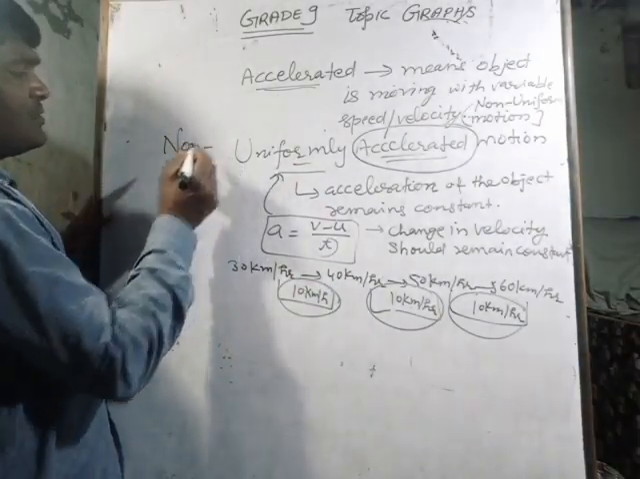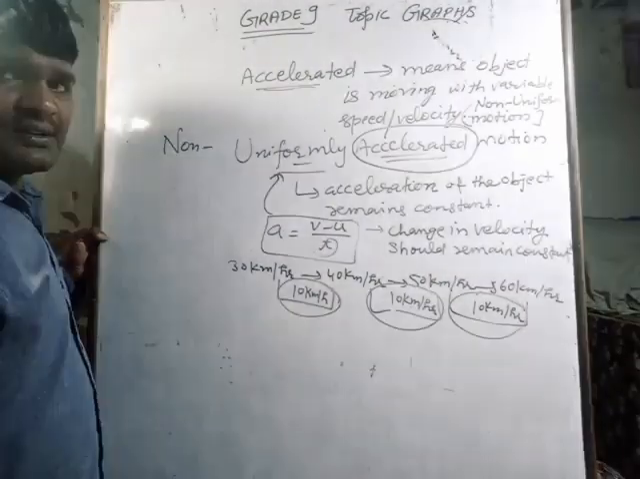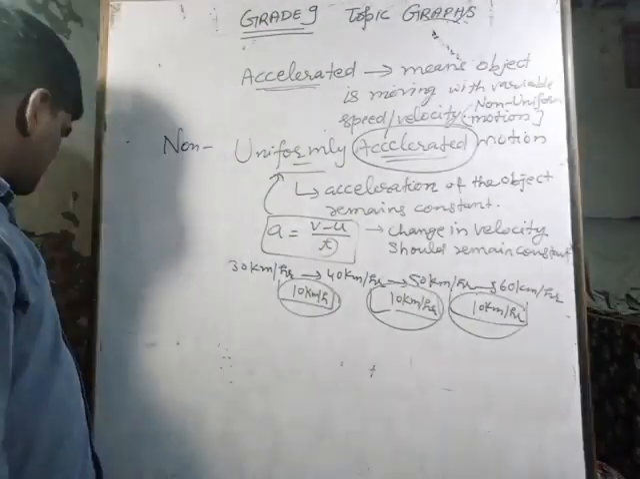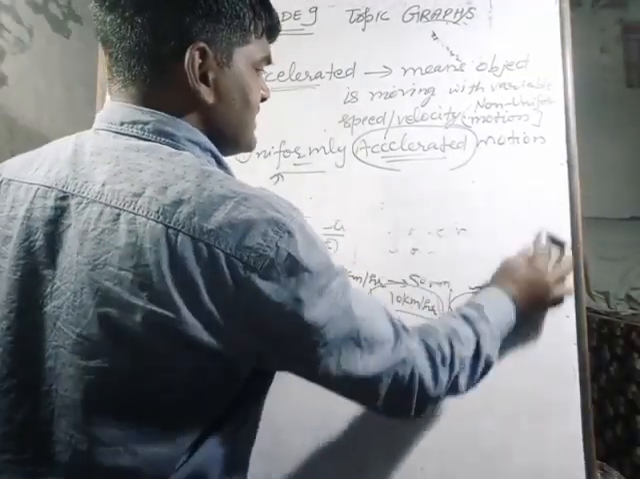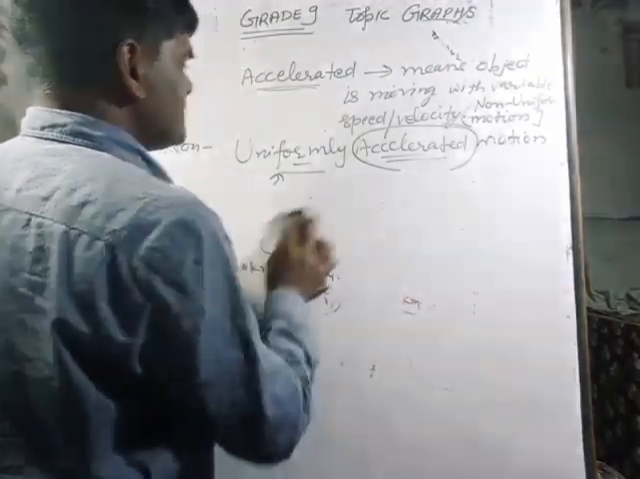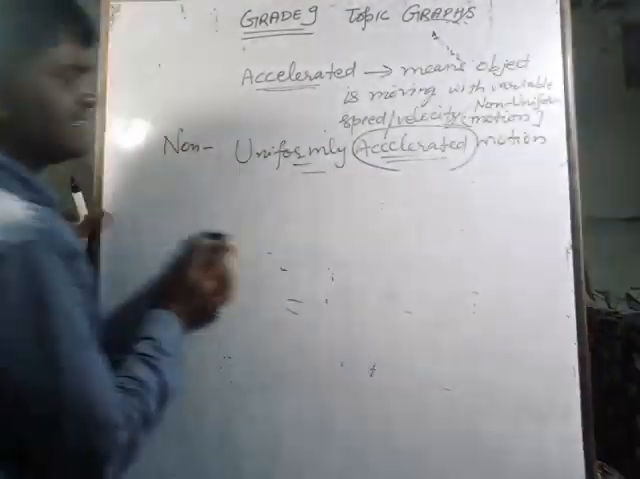Then if we talk about non-uniformly accelerated motion, what will be non-uniformly accelerated motion? Means acceleration is changing. Simply, what should be your answer for non-uniformly accelerated motion?